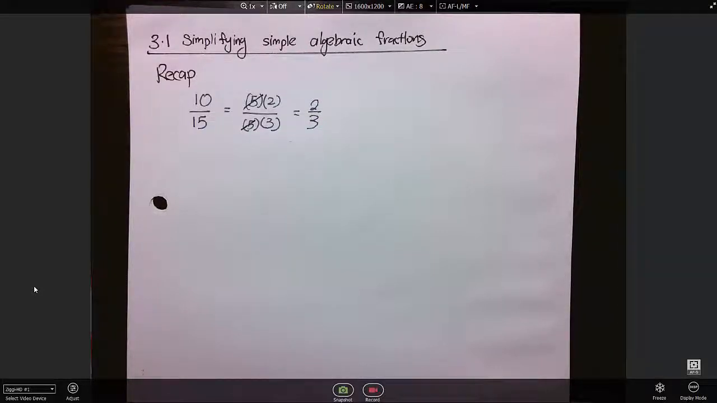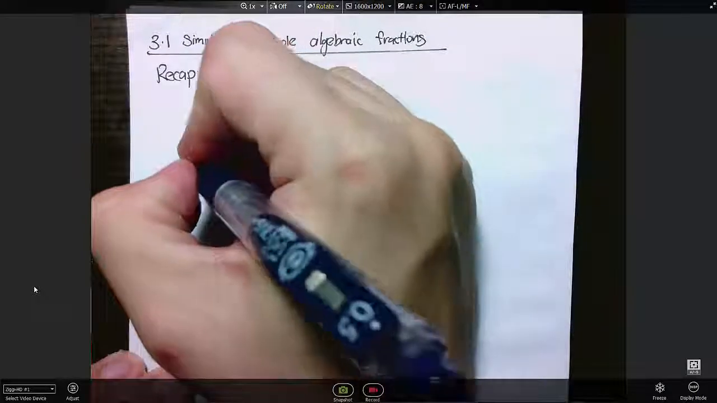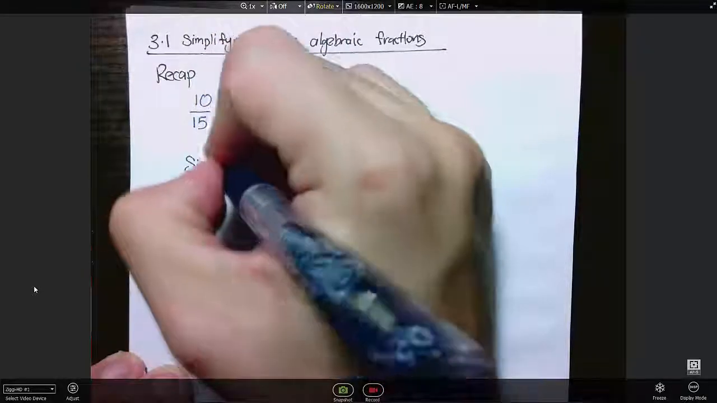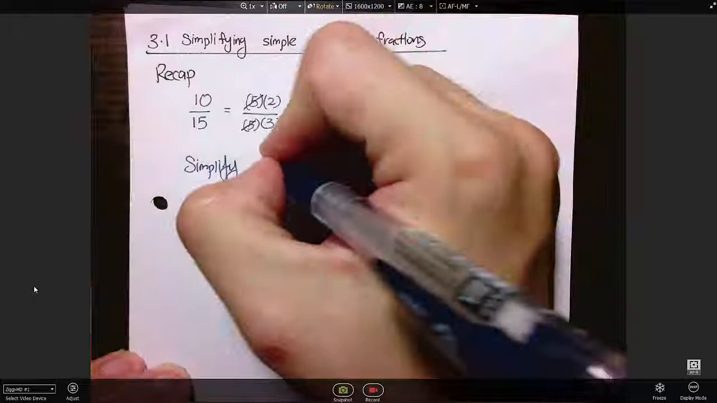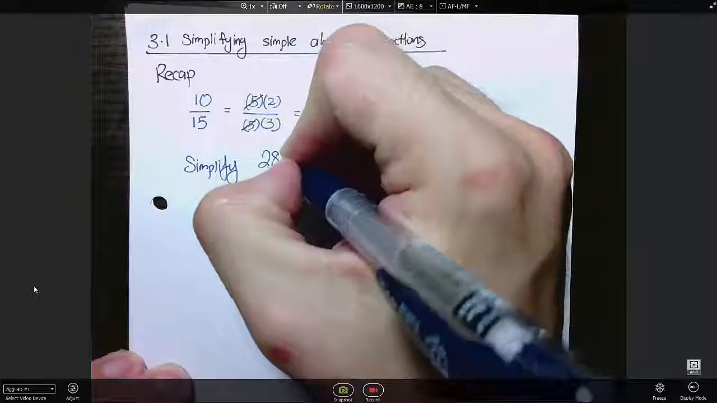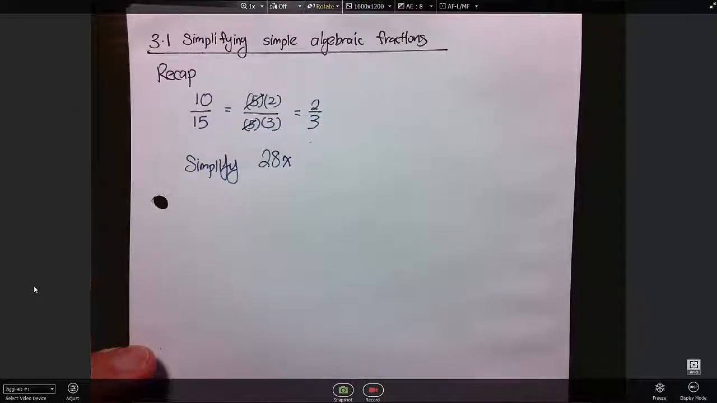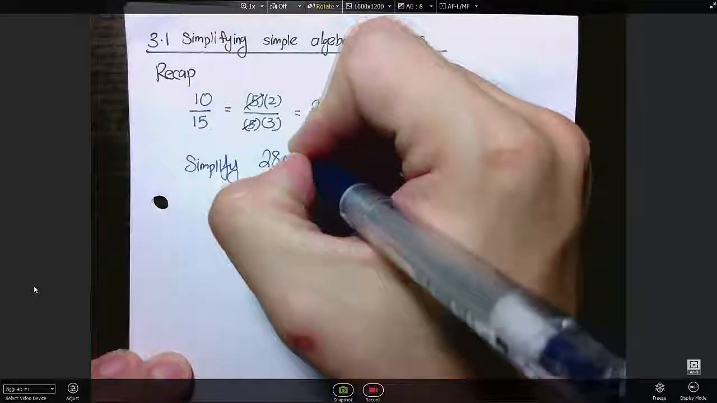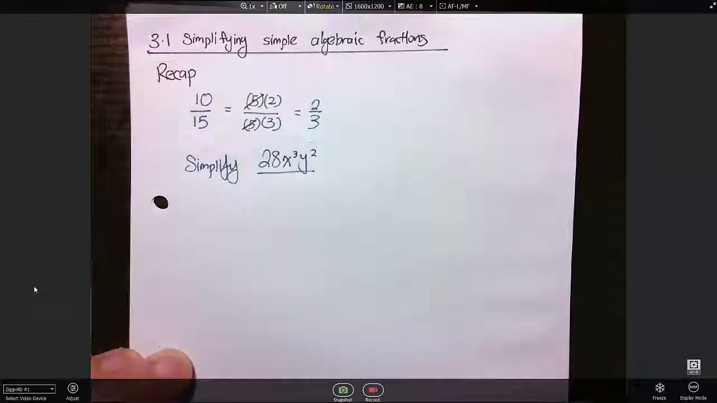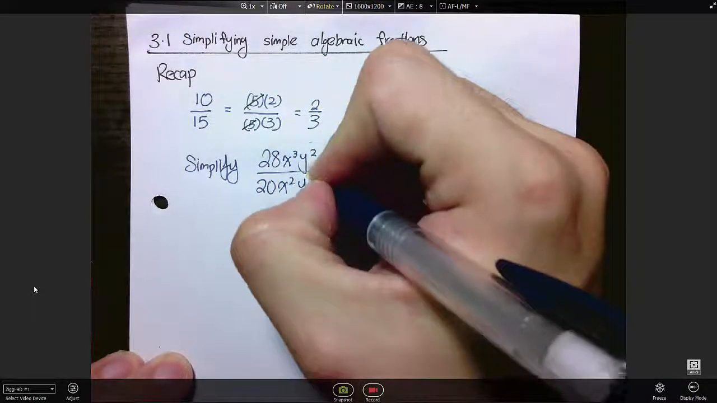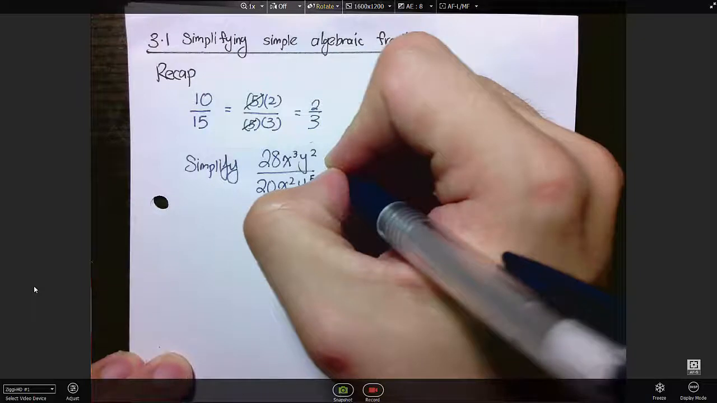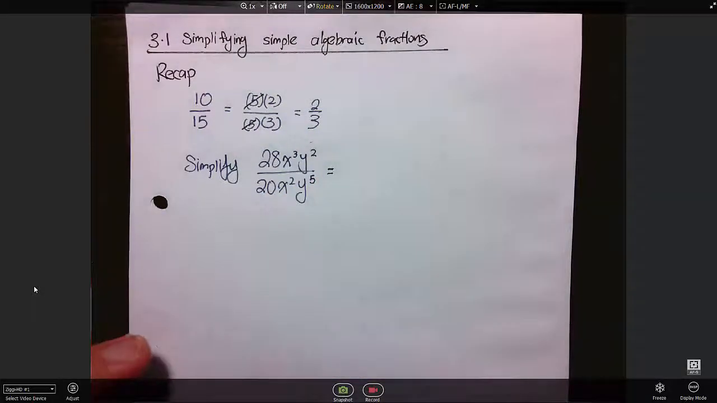Now without much further ado, let us simplify an algebraic fraction. So in this case, I shall say simplify 28 x cubed y squared over 20 x squared y to the power of 5. Okay, let's work on this step by step.